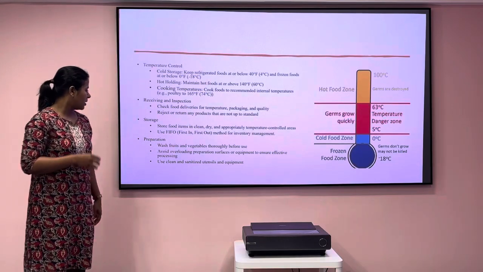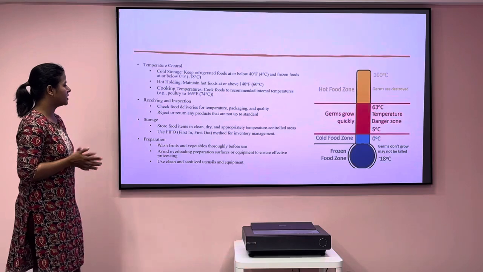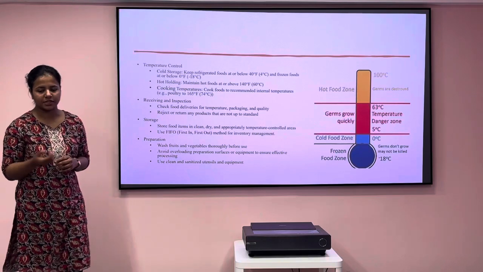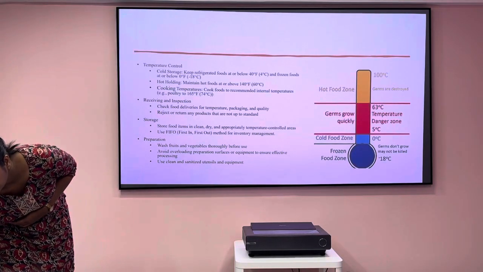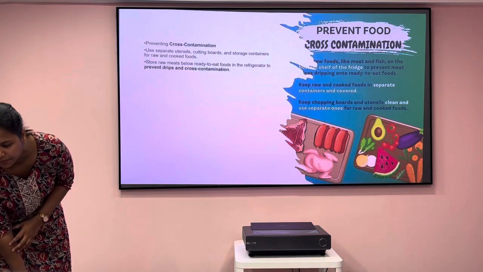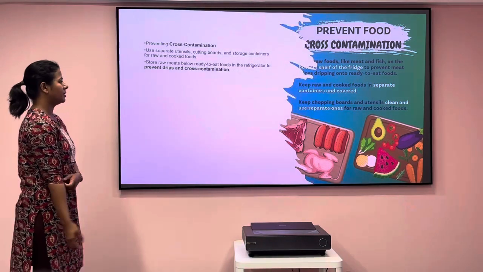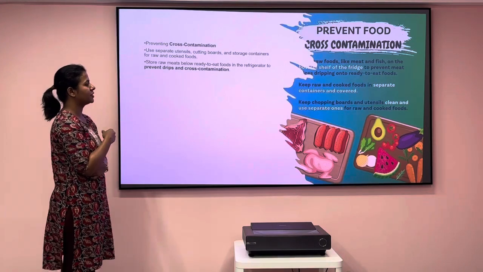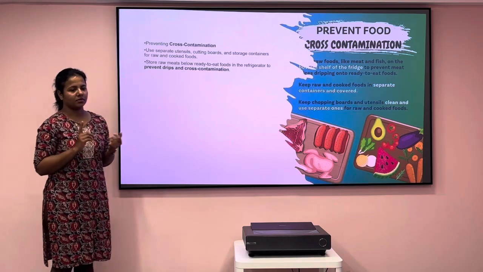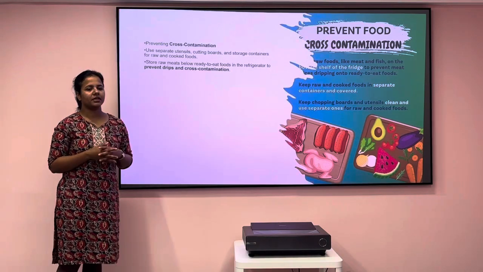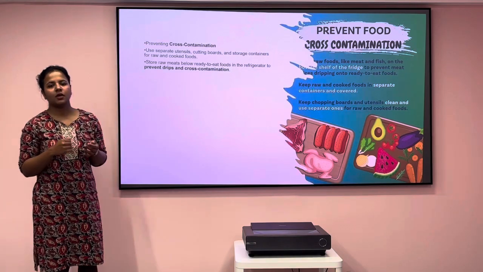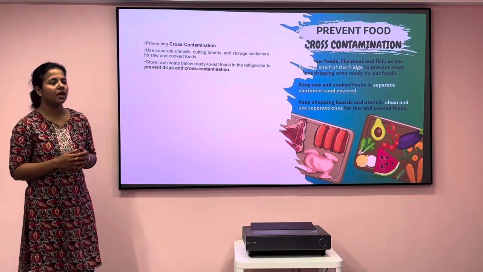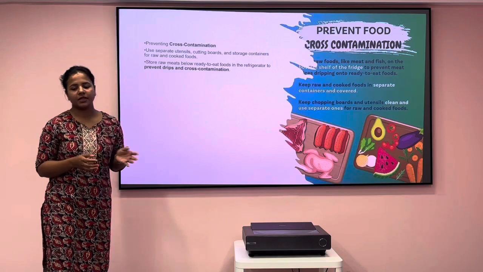And for preparation, wash fruits and vegetables thoroughly before use, as we all know, and use sanitizing tablets for washing fruits and vegetables to maintain food safety. Next is cross contamination. How to prevent cross contamination? We already discussed this. Use separate color codes for cutting boards and knives, separate cooked and raw food, and separate cooked and raw food from ready-to-eat food. That is how you can prevent cross contamination.